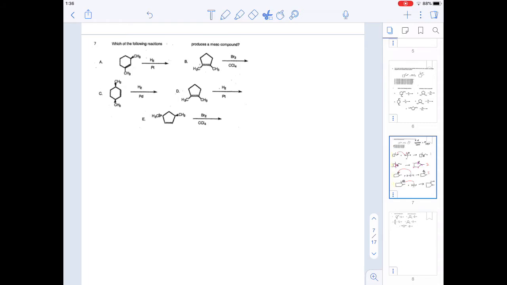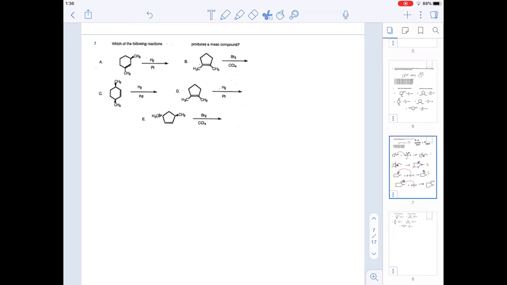Okay, starting. So we only have 2 different types of reactions, which is H2/Pt and H2/Pd. H2/Pt and H2/Pd are equivalent. They're the same reaction, just so you guys know. Pt and Pd are two different kinds of metals that behave exactly the same way. And then you have Br2 over CCl4.